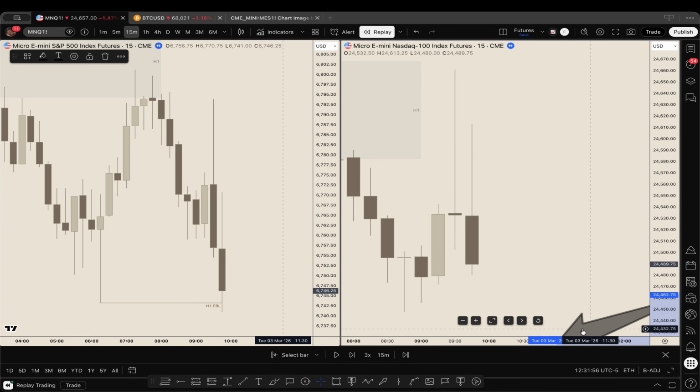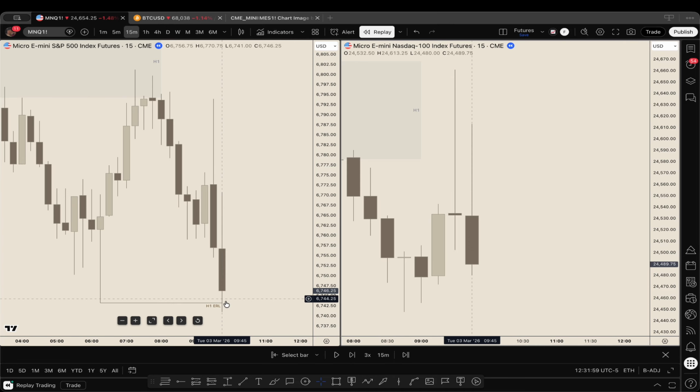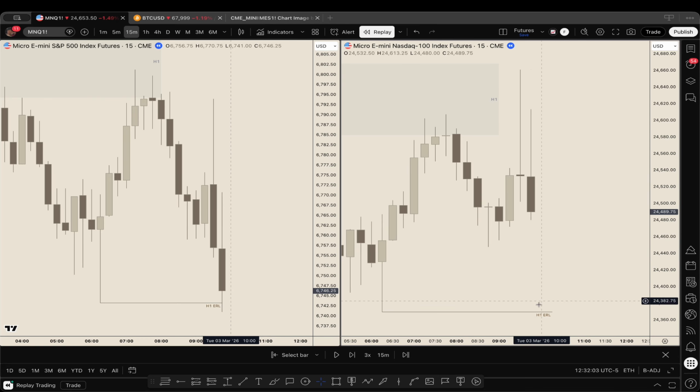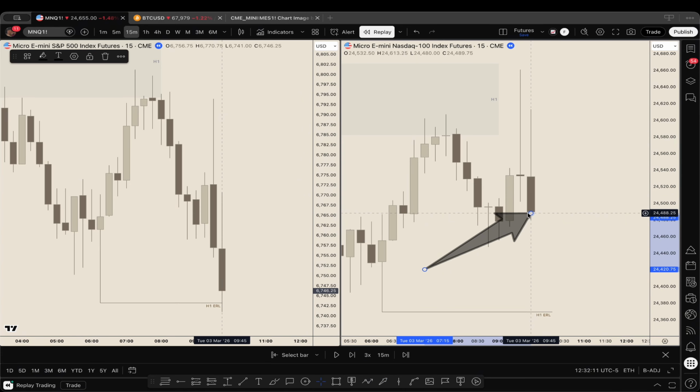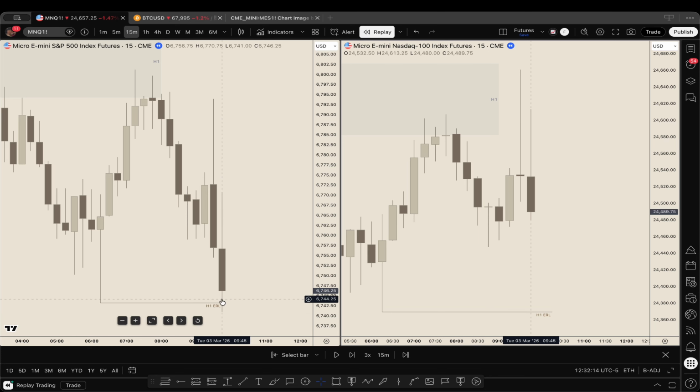Here on the 15-minute, you can see there's that area that price took out, and you can see how far away we are on NASDAQ. So here is that same swing low down here. NASDAQ's price action is all the way up here. So my attention is on S&P. I want to trade the market that has taken out the liquidity pool.